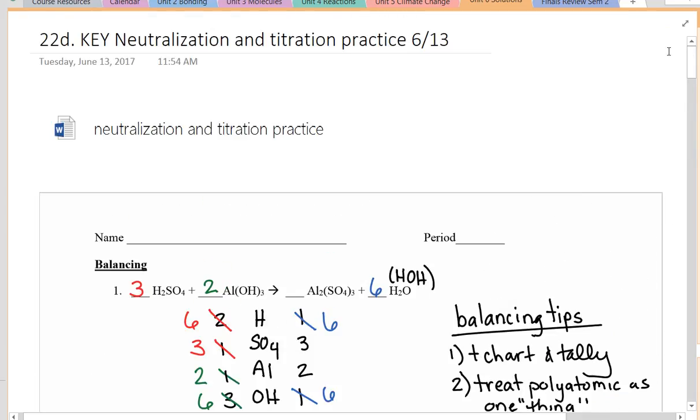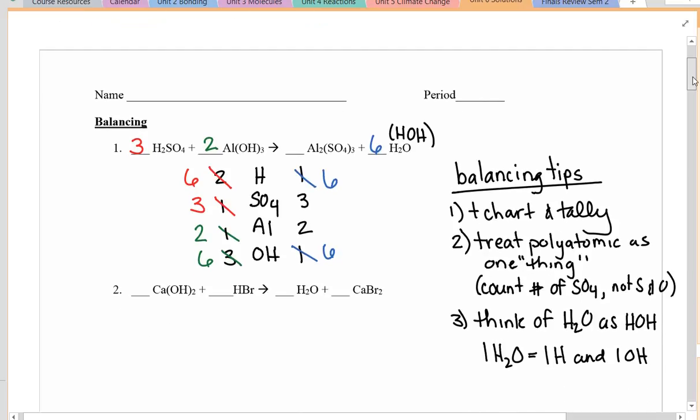Hello, this is Mrs. Nearing, and we're going to go over some more of the problems from the neutralization and titration practice. This is page 22. We went over some of these in an earlier video.